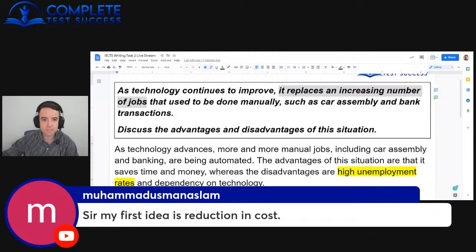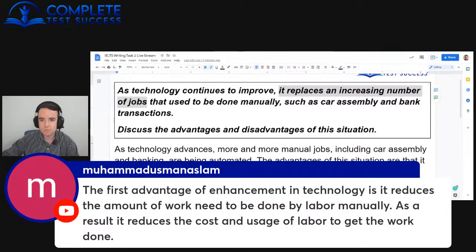Reduction of cost. So you would need to say that in the first sentence, yeah.